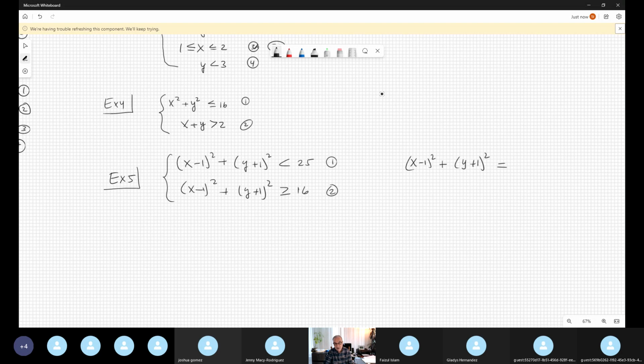This is a circle, yes or no? It's a circle, where the radius is 5 in the first scenario and 4 in the second. But the center of this circle is common, at the point (1, -1). Remember, this is h and k.